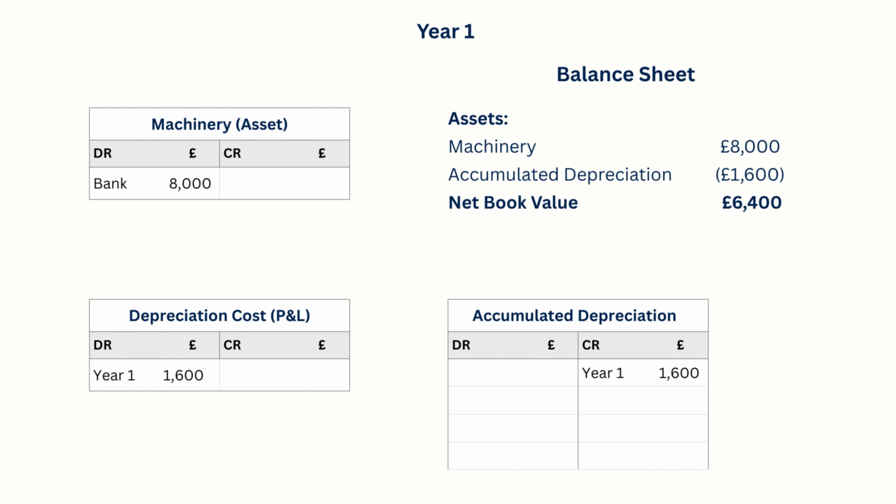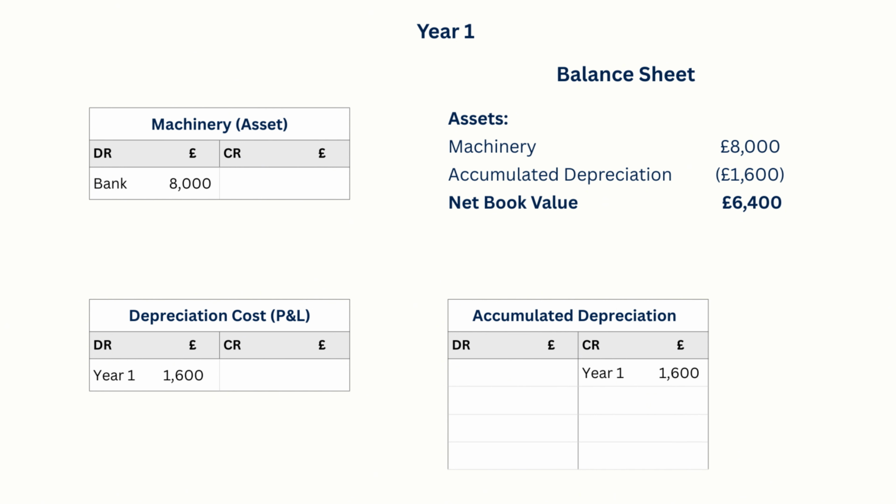Let's start with the machinery account. You can see £8,000 on the debit side. Now look at the depreciation cost account. Depreciation is a cost of using the machine in year 1, so we debit depreciation cost £1,600. This reduces the profit for year 1. Now look at accumulated depreciation. This account keeps track of total depreciation so far. We credit accumulated depreciation £1,600. This balance will keep increasing every year.